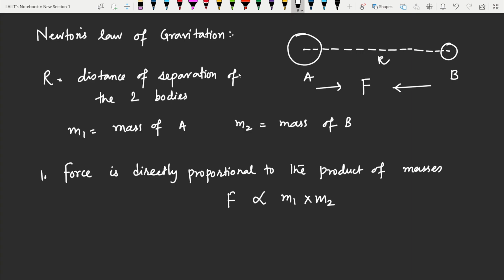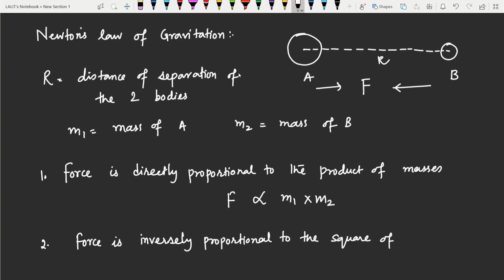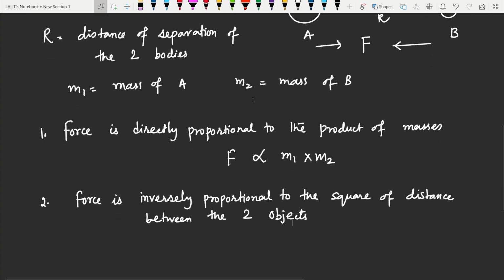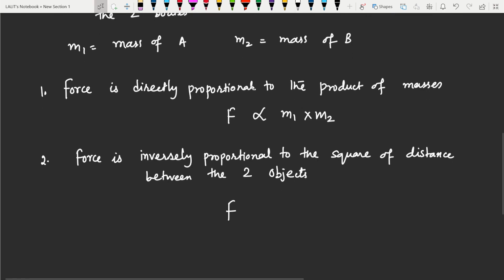This is the first thing. And the second thing is force is inversely proportional to the square of distance between the two objects. Means F is inversely proportional, so it is 1 upon r square. So if you combine these two statements, this becomes Newton's law of gravitation.